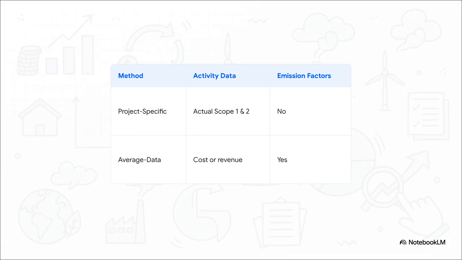You'll notice a stark difference in that last column. If you have project-specific data, you don't need secondary emission factors because you already have the real, actual carbon numbers. But if you're forced to use the average data method, you absolutely have to rely on official statistical EEIO tables. For instance, if you financed a manufacturing facility but don't have its carbon data, you'd take the dollar amount of your investment and multiply it by a sector average emission factor for non-residential manufacturing construction. It bridges the gap when perfect data is missing.